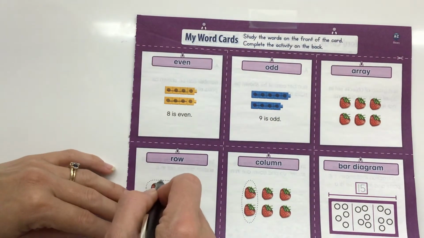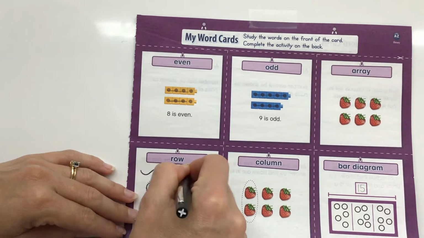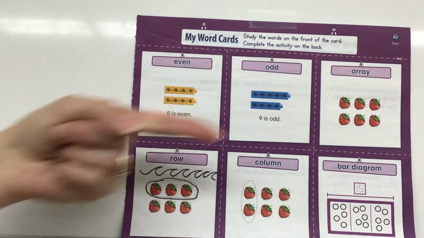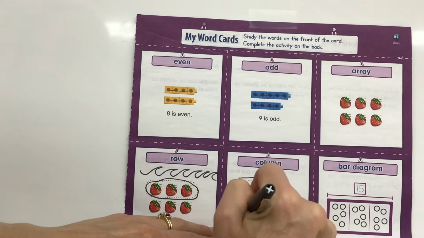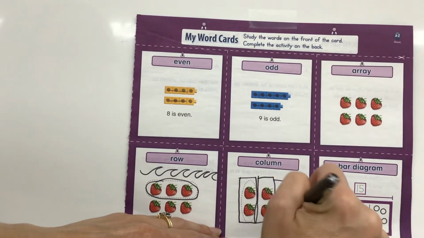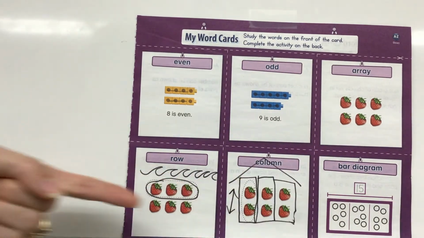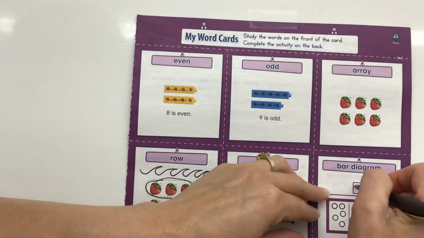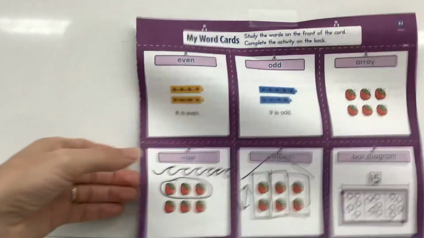Okay, a row goes across. I think of this like row, row, row your boat gently down the stream. A stream kind of goes across that way. Okay, and a column, I think of a column as the tall pillars that hold up a house. So a column goes up and down where a row goes side to side. And then this is a bar diagram where we have the total amount on top and then different groupings underneath. Okay?